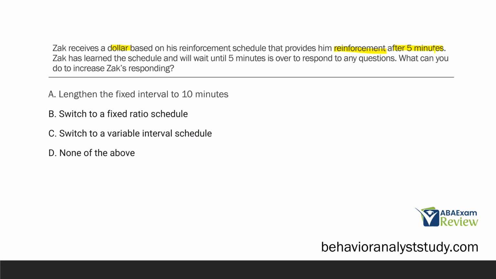What has Zach done? Well, one of the problems with the fixed schedules is they are predictable, and Zach has learned the schedule. So he knows I can respond after 5 minutes, and then I can wait a full another 5 minutes before responding again. There's no point in me responding until 5 minutes is up. So he's learned the schedule, and now he's only responding after 5 minutes is over. So his rate of responding has gone down, assumingly dramatically. What can we do to increase Zach's responding? Since he's figured out the fixed interval schedule, what can we do in response?